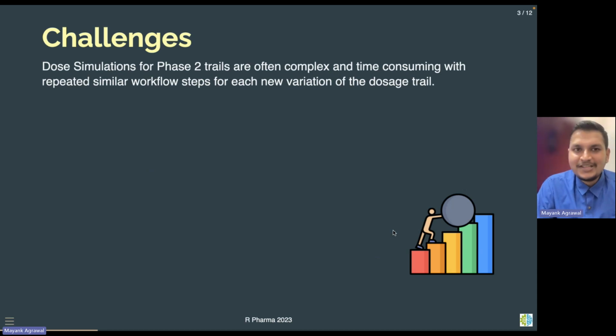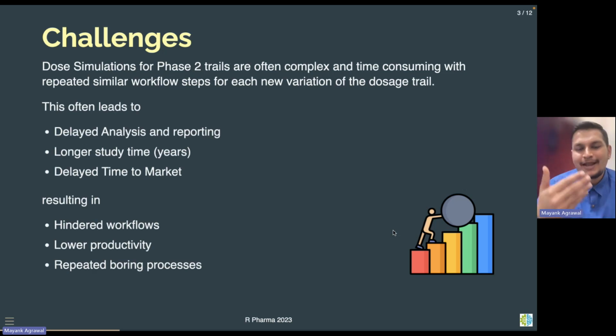There are multiple challenges with these trials, since every new combination of drug or every new dose increment of a drug means the entire simulation workflow has to be redone, and the entire analysis and the reports have to be redone. This often leads to delayed analysis and reporting and longer study times, which are typically in years, because the iterations are much faster and the number of patient groups is too large, and the simulations to find the variations are also too many, so that we always get a perfect drug in the market with minimum side effects, because of which there's a delayed time to market.